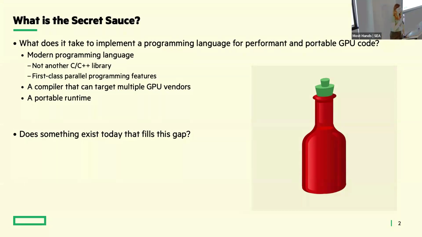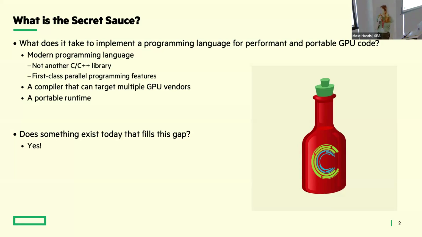It can't just be another library for C or C++. It can't be another library on put your favorite programming language here. It needs to be a first-class citizen. You also need the rest of that support for that programming language: your compiler that can target multiple GPU vendors, and a runtime which allows you to extend to all those other GPU vendors. Does something exist today? Yes, of course. It's Chapel.